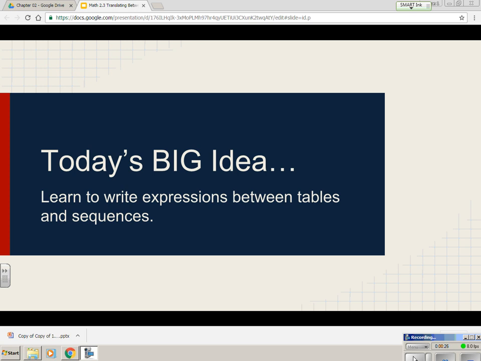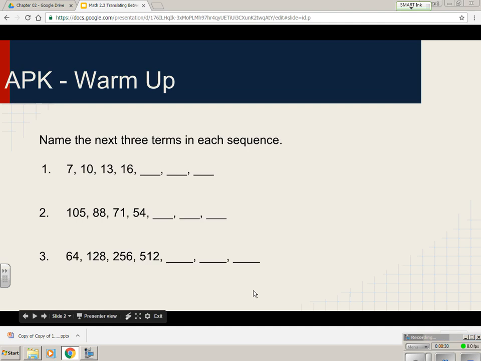All right, now that you got today's date, page number, and the big idea down, let's get started. Your warm-up today, I need you to find the next three terms in each sequence. So number one goes 7, 10, 13, 16. What's the next number? The next number after that, next number after that. Fill in the blanks. Come back once you figured them out. Good luck.